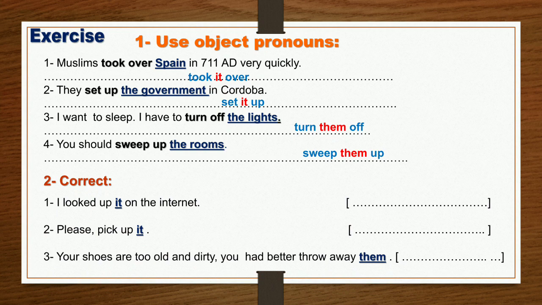Now let's check your answers. Number 1. Yes, that's right. Looked it up. We can't say looked up it. We can say look it up. يأتي الضمير في الوسط بين الفعل وحرف الجر. 2. Pick it up. أيضا. Good. 3. Throw them away. Yes.